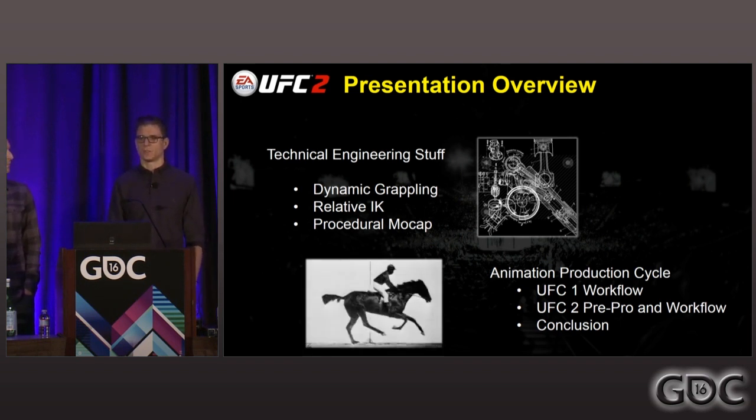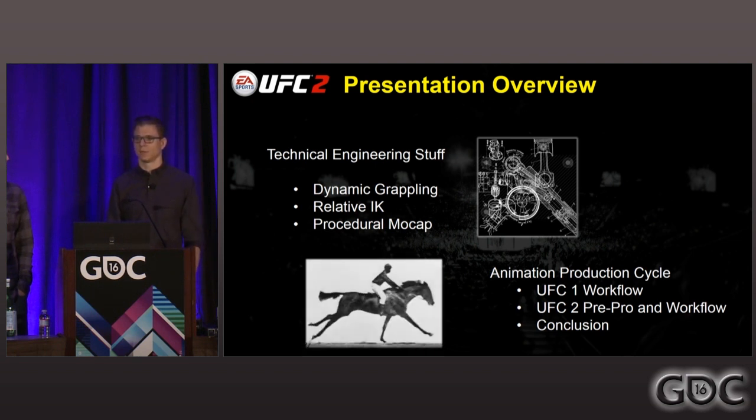I'm going to start with UFC 1. You can see doing it the old way how much content we created, and then on UFC 2, how we improved on that, and a big key part of that is just procedural techniques that aided us in a big way on that. And then I'll come to a conclusion where we've arrived.